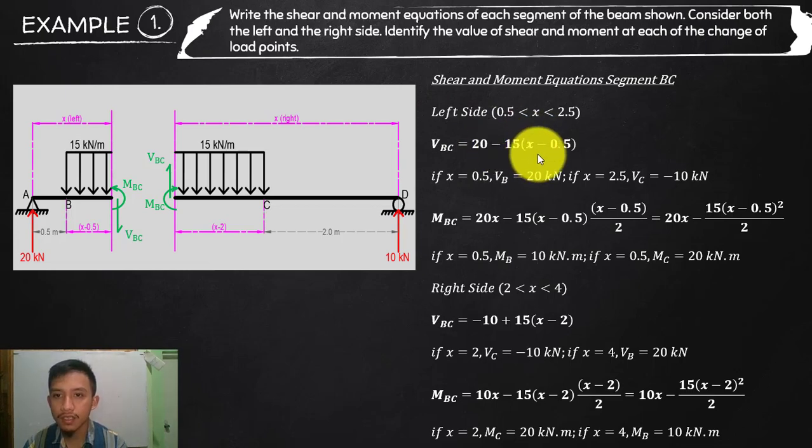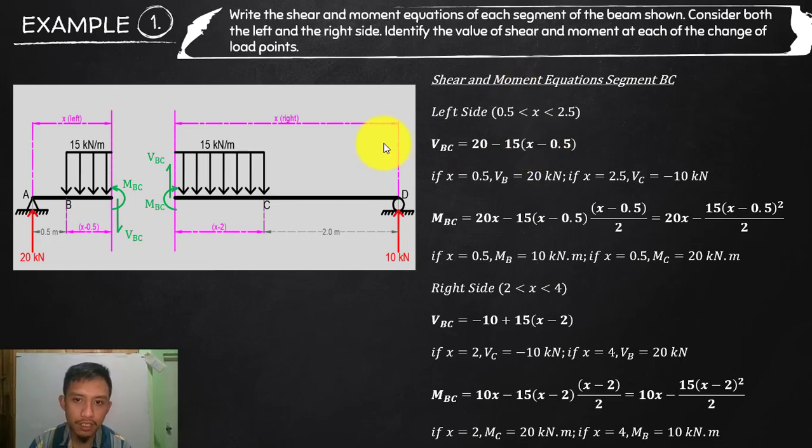So as you can see, there is an x already. So once I change the value of x, the value of shear will be different. So that means within your BC, as we move to a different section, the values of the shear will be different because of that variable x. Okay, so now we will be establishing the values of shear at the endpoints, or the change of load points.